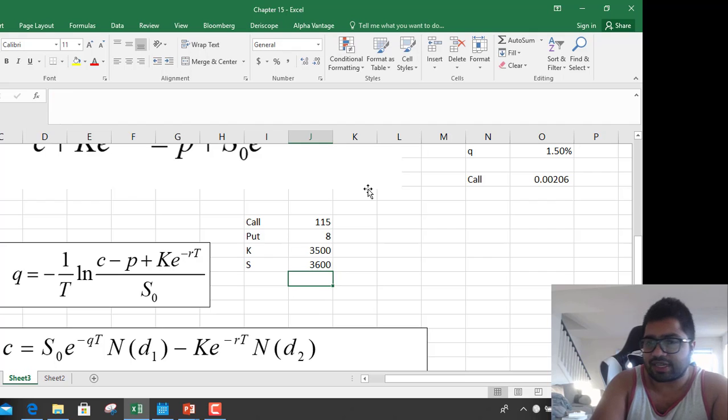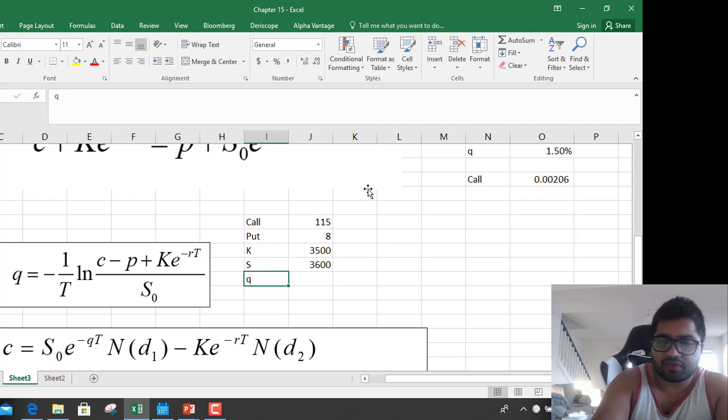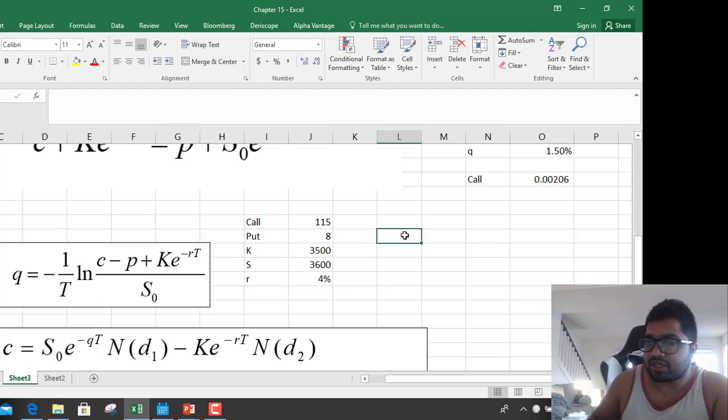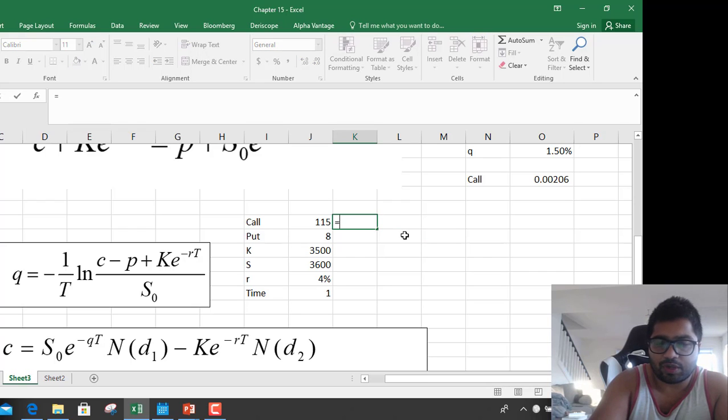stock price is 36. So index price right now is 36. Dividend yield is what we have to calculate. Risk free rate is given to you. Risk free rate is 4%. So you can use this formula to calculate the assumed dividend yield. How to do that? So it is 1 by T. So 1 by 1. Let's say time is 1. Time is 1. So it will be 1 by 1. So we can ignore it.